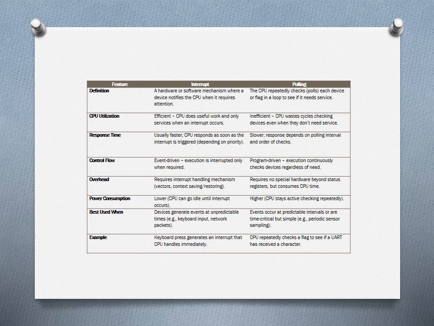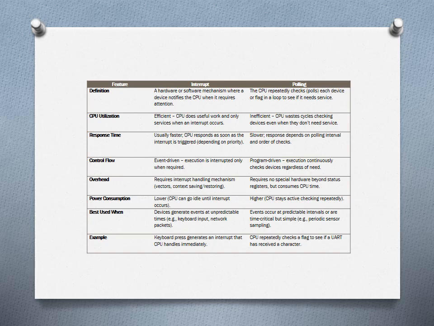Looking into the overhead, it requires an interrupt handling mechanism. You will have an interrupt service routine, and the processor will have a main program. When an interrupt occurs in between the main program, the processor will follow more steps, and then it moves into the interrupt service routine. So the overhead is a little larger, and the power consumption is lower. The CPU can go into idle until an interrupt occurs. So if it needs another service, it can do so, or otherwise it can go into an idle state.